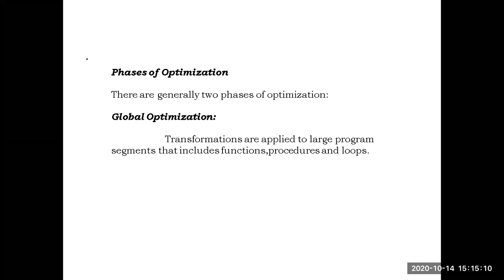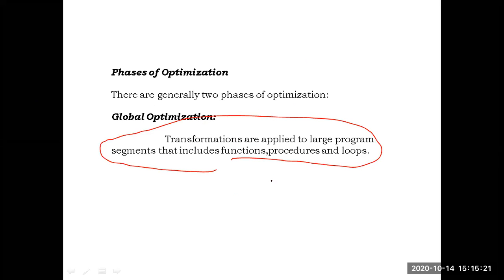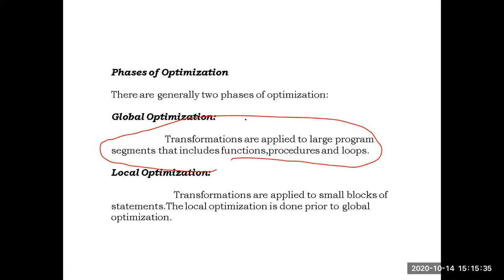Again, this topic will come as types of transformations. Transformations applied to a large program segment that includes functions, procedures, loops, that is, if the transformation is applied on the entire program, it is called global optimization. What is local optimization? Transformations are applied to small blocks of statements. Whenever the transformations are applied to the statements of the basic blocks, the type of transformation is called local optimization.